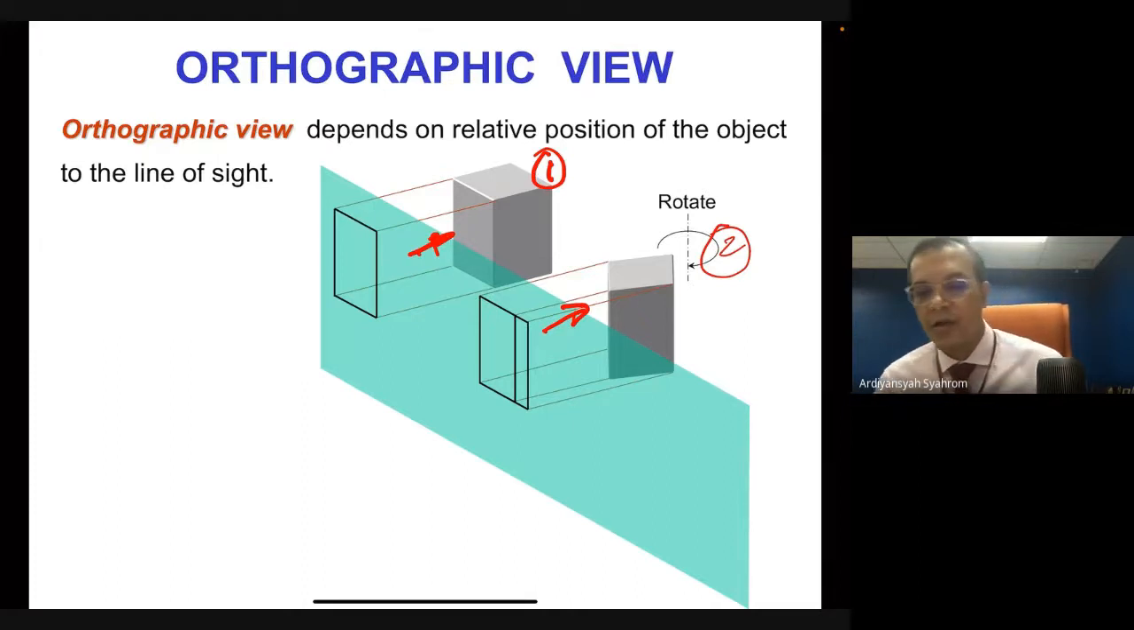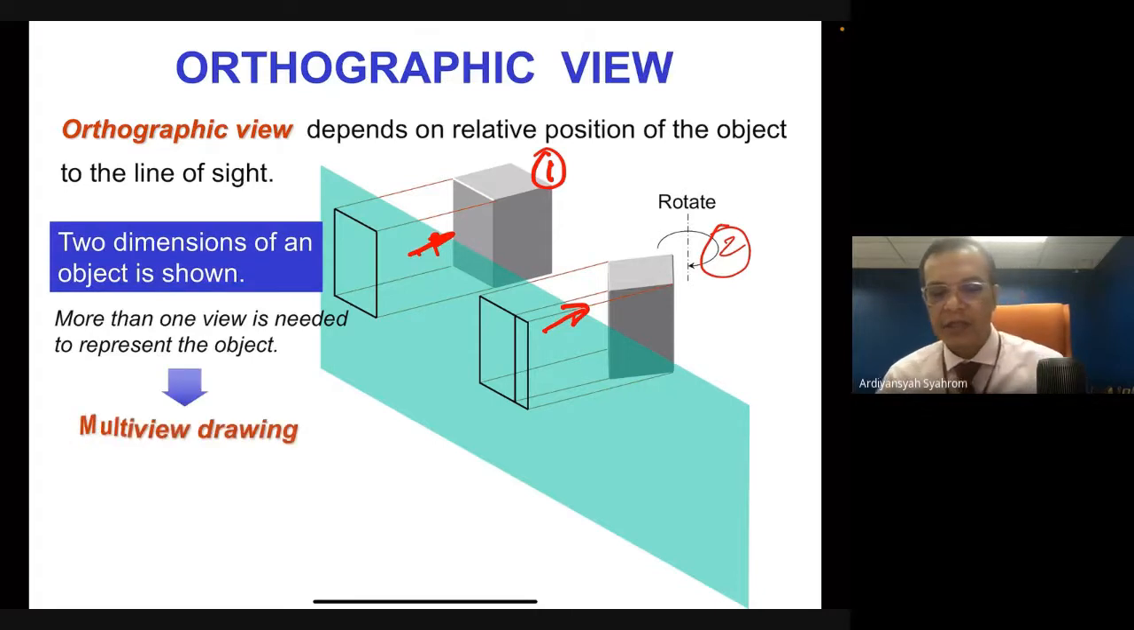That's why in orthographic view, we need multiple views to give you more understanding. If you look from this side or that side, it will be different. By combining one, two, or three views, you can construct what the shape of the object is. When the object's two dimensions are shown, more than one view is needed to represent the object. Then you need the multi-view drawing.